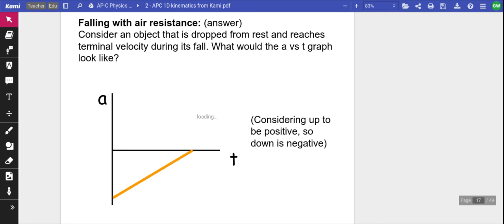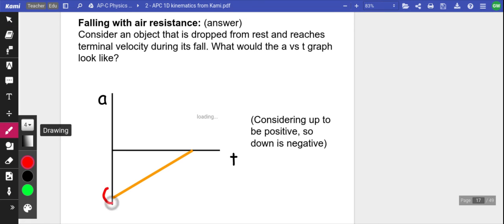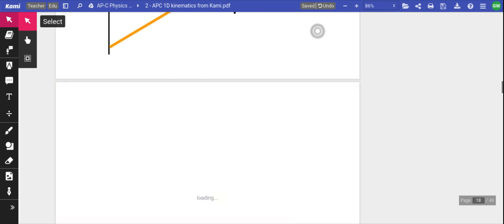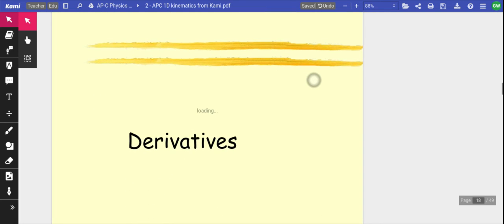And here we go. We started off with a negative acceleration, probably negative 9.8 meters per second squared. And when we reached terminal velocity, we had zero acceleration. In fact, we could continue this graph for a while with zero acceleration because we had terminal velocity, no more acceleration. And that is it. Ta-da! Next time, derivatives.